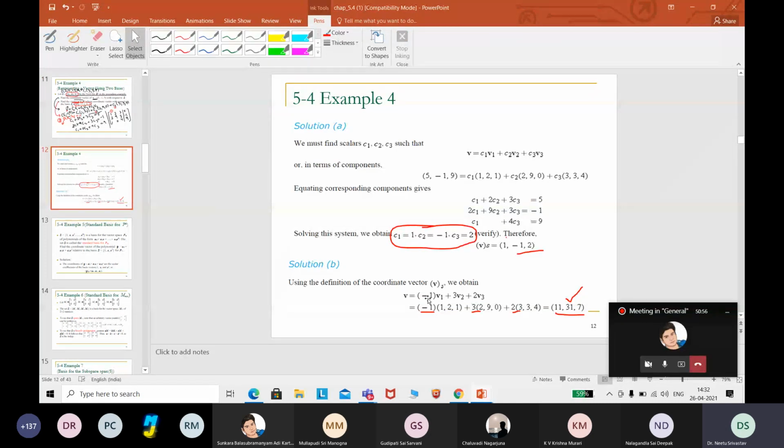We just substitute minus 1 into v1 plus 3 into v2 plus 2 into v3. Then you substitute v1, v2, v3, multiply and add together, and you will get 11, 31 and 7. Is this clear? Yes, ma'am. Okay.